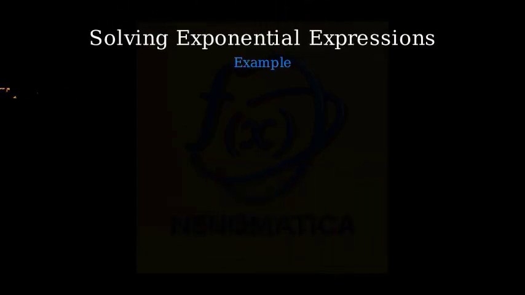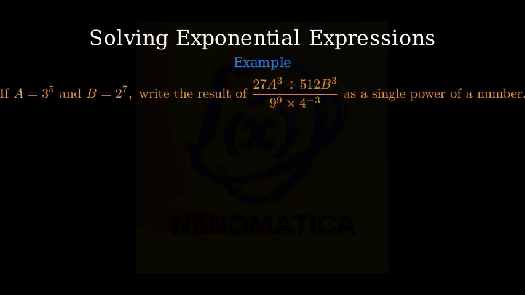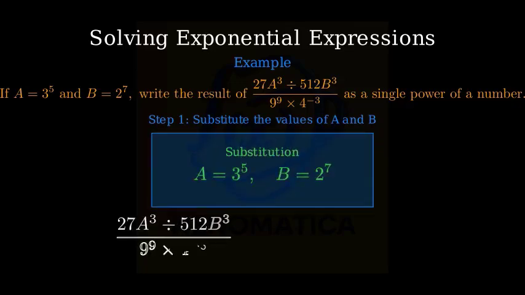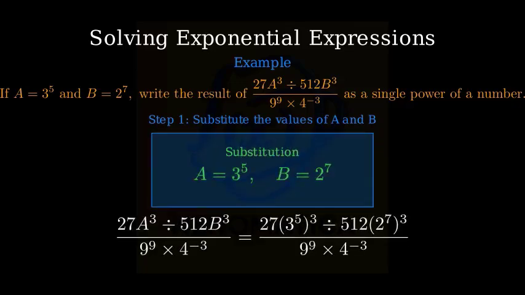If a equals 3 to the power of 5 and b equals 2 to the power of 7, write the result of 27a cubed divided by 512b cubed, all over 9 to the 9th power times 4 to the power of negative 3, as a single power of a number. Let's start by substituting the values of a and b into our expression. We're given that a equals 3 to the 5th power and b equals 2 to the 7th power. First, we'll substitute these values into our expression.